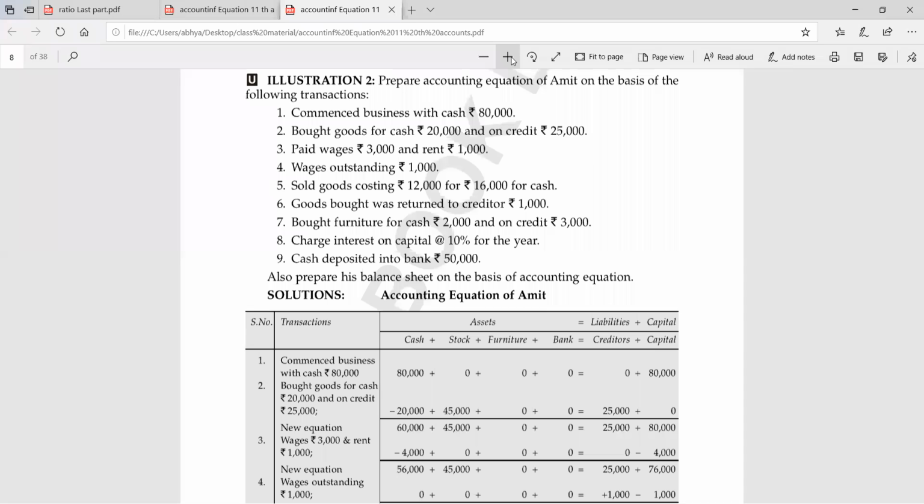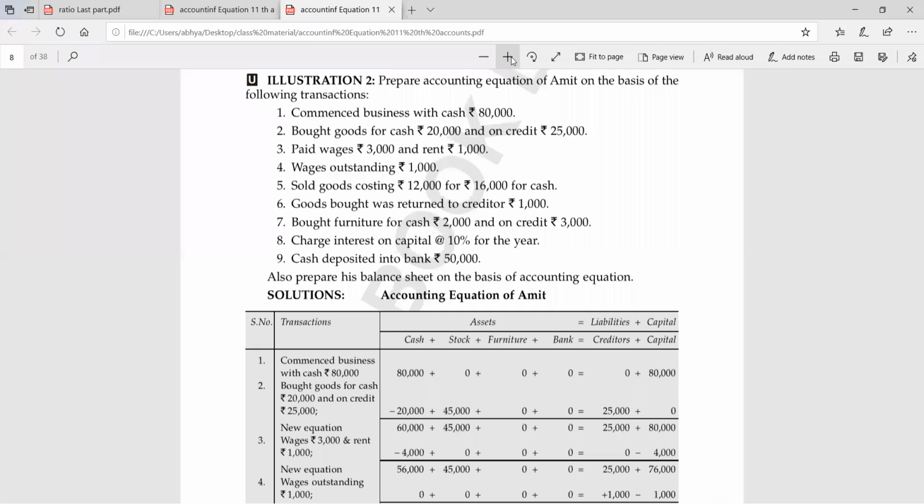Commenced business with cash. So yes, you can start writing or giving your answer. The more answers you give, the more frequent you will be with the question and the more able to understand it. Okay, students, you can just start writing. So cash and capital. I'm not solving the question yet. First we will try all the 9 transactions and find out which accounts are involved.